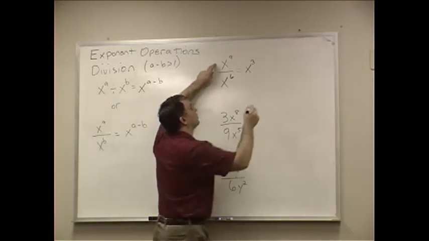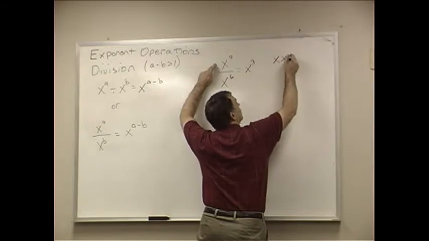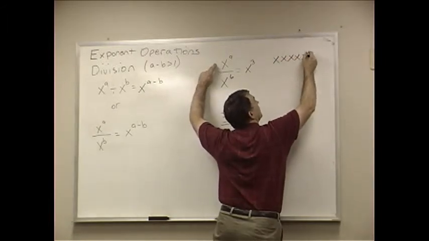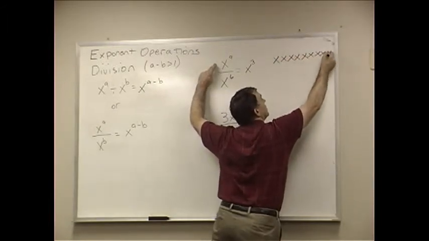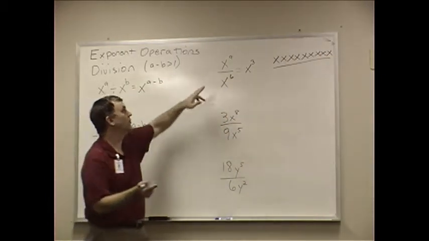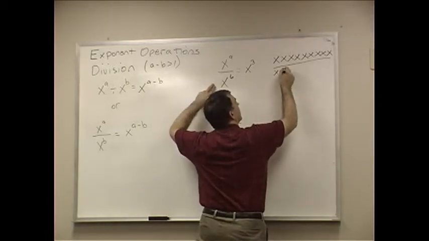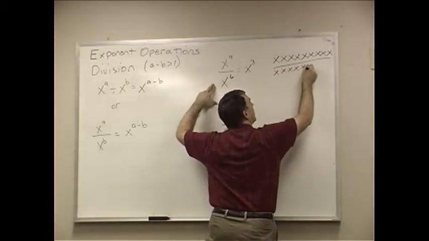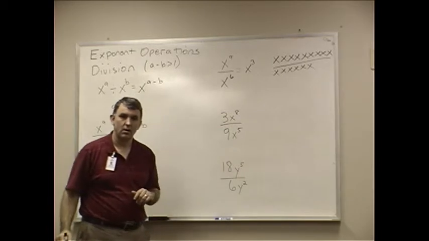Let me write out x to the 9th. It'll take a moment. 1, 2, 3, 4, 5, 6, 7, 8, 9 x's for x to the 9th, if we write that out in expanded form. And with x to the 6th, 1, 2, 3, 4, 5, 6 x's written out.